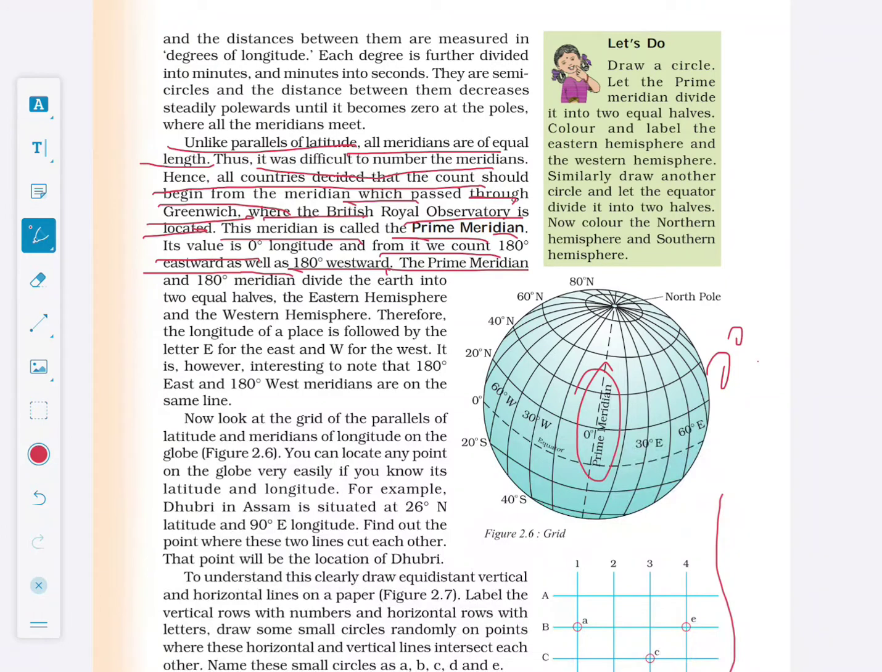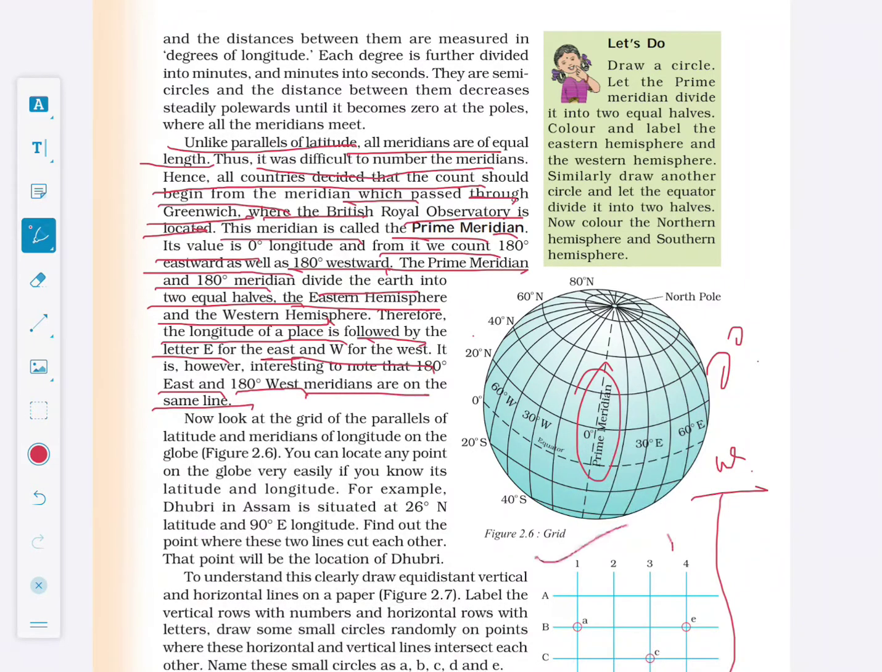The prime meridian and 180 degree meridian divide the earth into two equal halves, the eastern hemisphere and the western hemisphere. Therefore, the longitude of a place is followed by the letter E for east and W for west. It is, however, interesting to note that 180 degree east and 180 degree west meridians are on the same line.